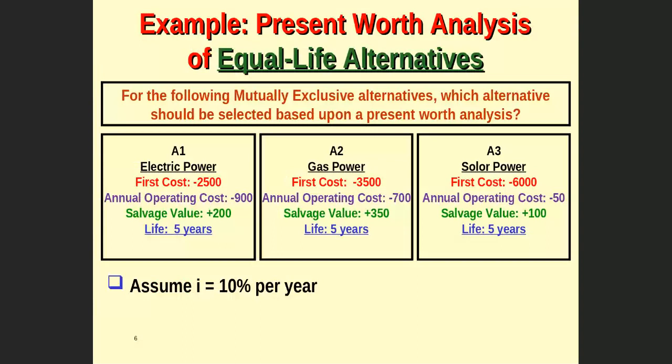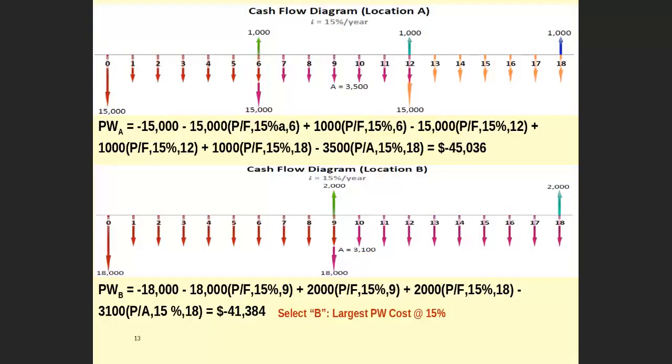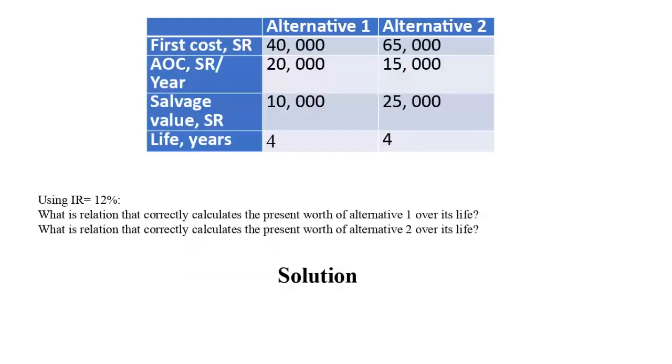We use the equal life alternatives method when all the lives are equal for all alternatives, and we use one of two methods, LCM or the study period, if we have different lives for the options, and then the capitalized cost, which will be discussed in the next lecture. So today we will start with the question we have for Chapter 5, and I would like your participation in solving this problem.